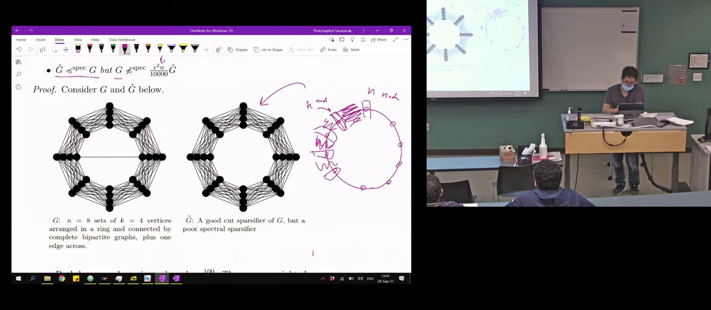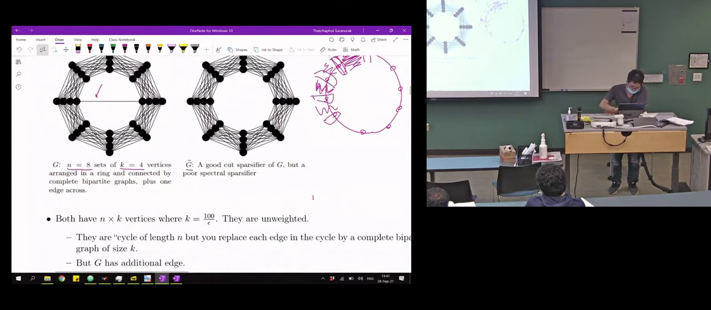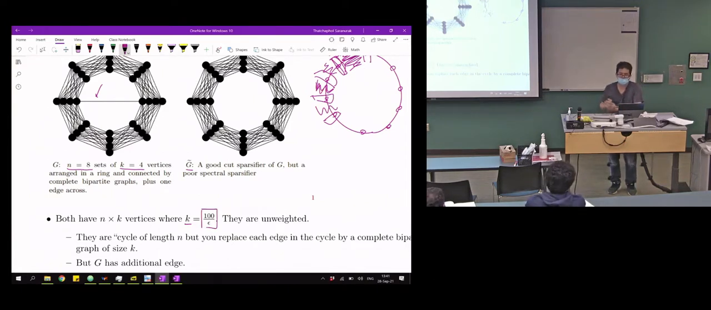So, the next step to construct G, I will just add one more edge here, just to connect this. Okay. So this is just a graph when n is 8 and k is 4, and then G would contain this edge, but G tilde is the same graph without this edge. What you should think about is that maybe k is something like 100 over epsilon. Okay. K is not too small; it's quite big.